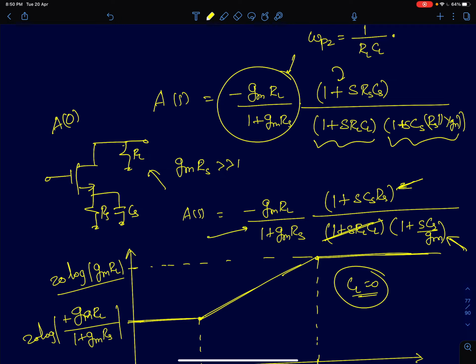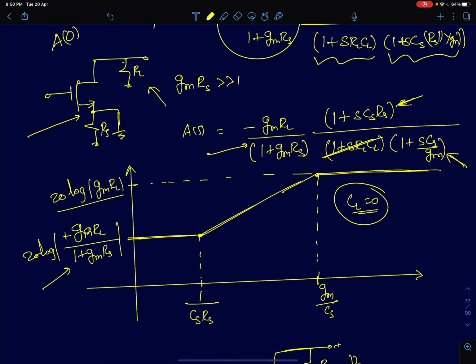And at infinite frequencies, the capacitance will act like a short circuit. So therefore, I should short circuit this node. Then the gain of this circuit, since it is short circuited, behaves like a simple common source amplifier. The gain will be Gm RL. So the gain increases by a factor of 1 plus Gm Rs. At DC it is Gm RL by 1 plus Gm Rs. At infinite frequencies the gain is much higher, which is Gm RL.